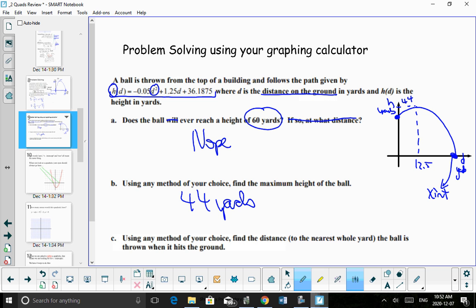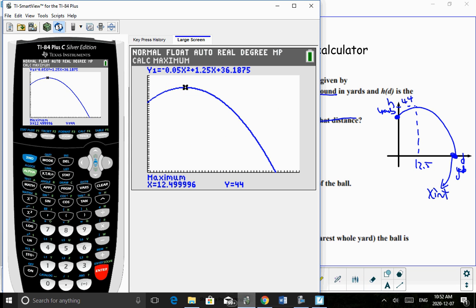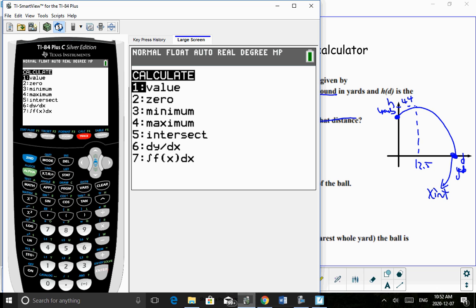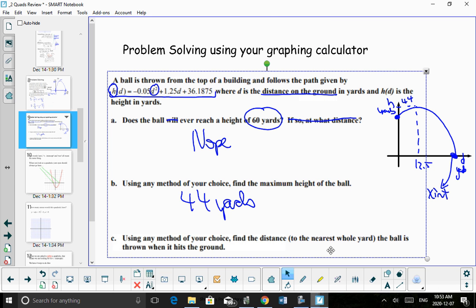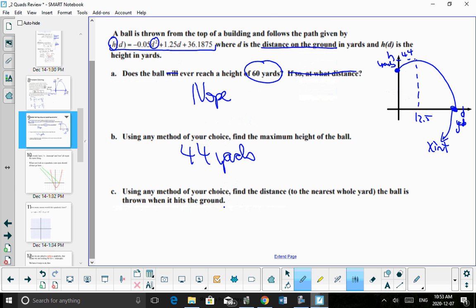In other words, we need to find an x-intercept. To find an x-intercept, we pick number 2 this time. For the number on the left side, I'll go with 30. For the number on the right side, remember I went to 50, so I'll go with 48. Hit enter to get past the guess. So 42.2. It says to the nearest whole yard, so that would be 42 yards. So the ball went to a height of 44 yards and a horizontal distance of 42.